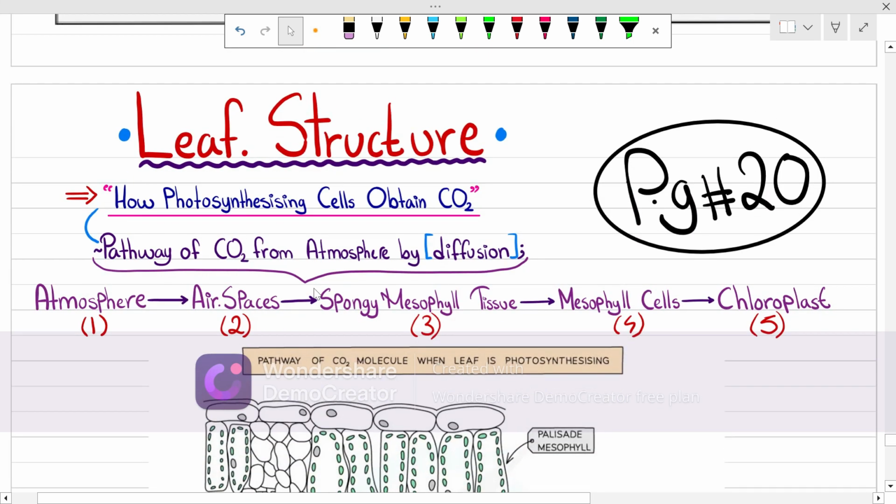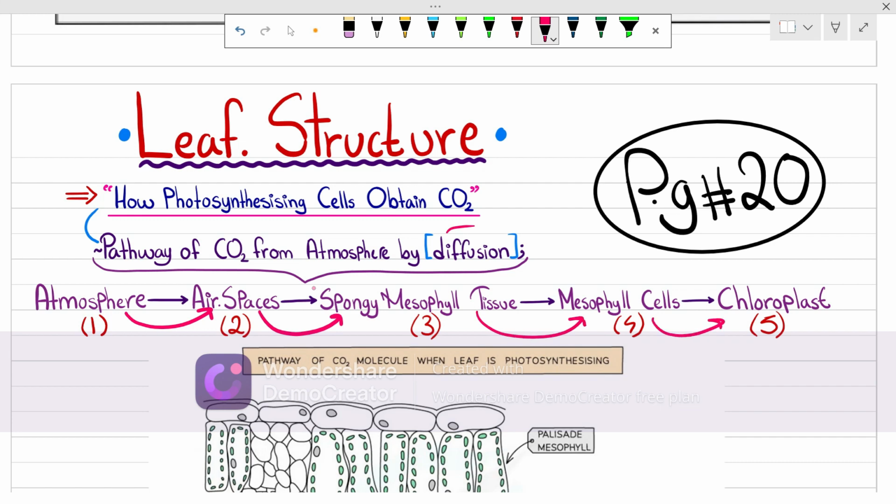How do photosynthesizing cells obtain carbon dioxide? The pathway of carbon dioxide from the atmosphere is by diffusion from high concentration to low concentration. First, carbon dioxide is in the atmosphere, then it goes into the air spaces, from the air spaces into the spongy mesophyll tissue, then the mesophyll cells, then the chloroplast.